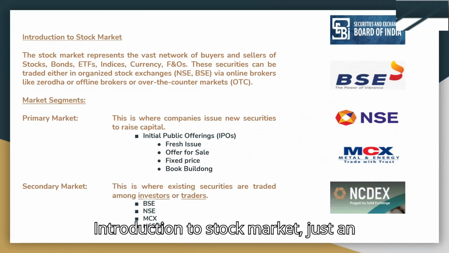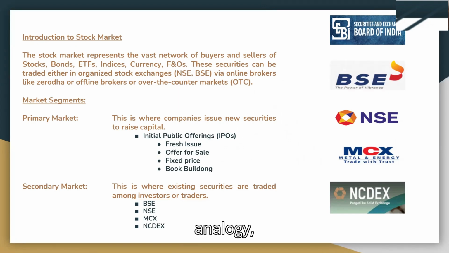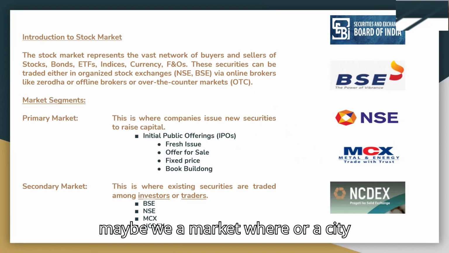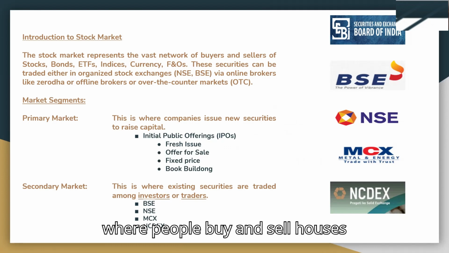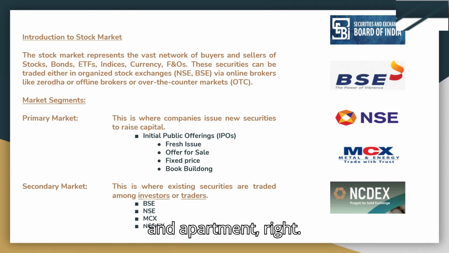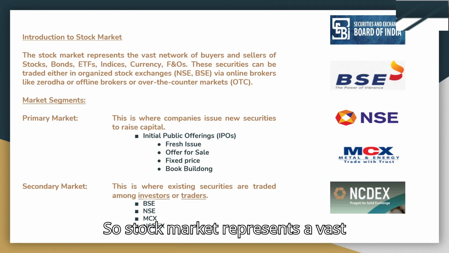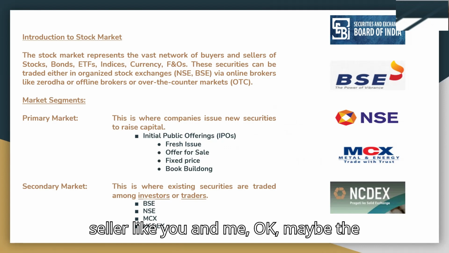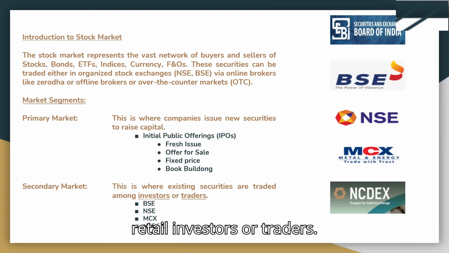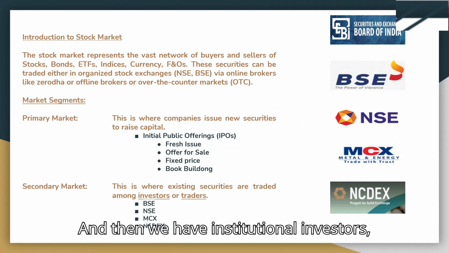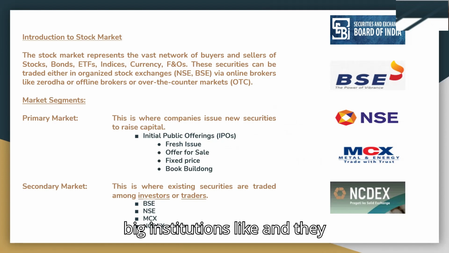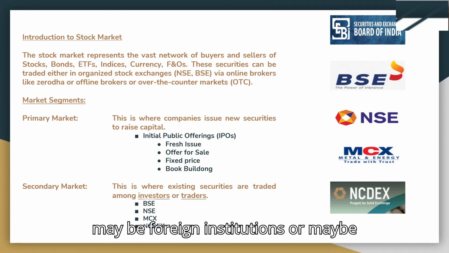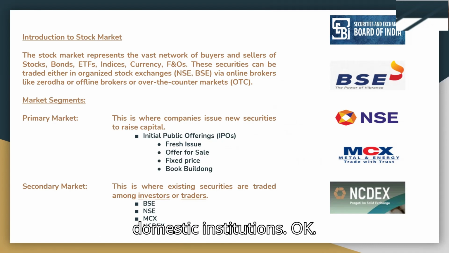Introduction to stock market, just an analogy: maybe a market or a city where people buy and sell houses and apartments. So the stock market represents a vast network of buyers and sellers, like you and me, maybe retail investors or traders. And then we have institutional investors, big institutions, which may be foreign or domestic institutions.